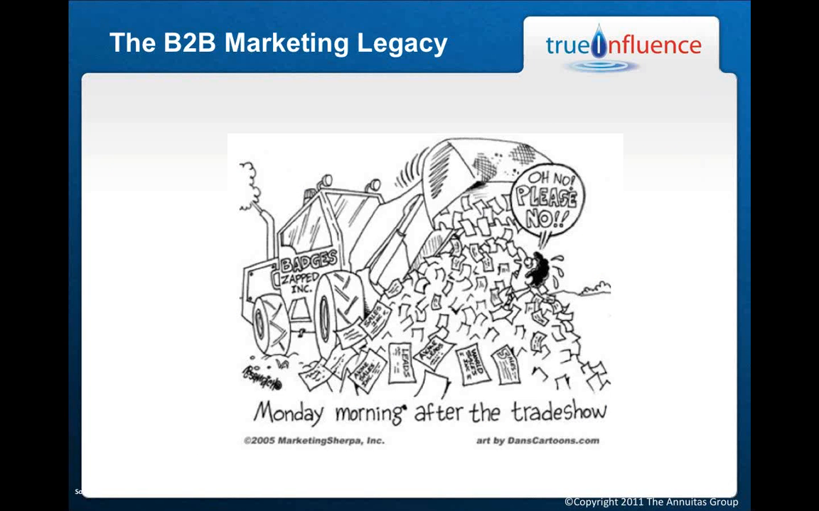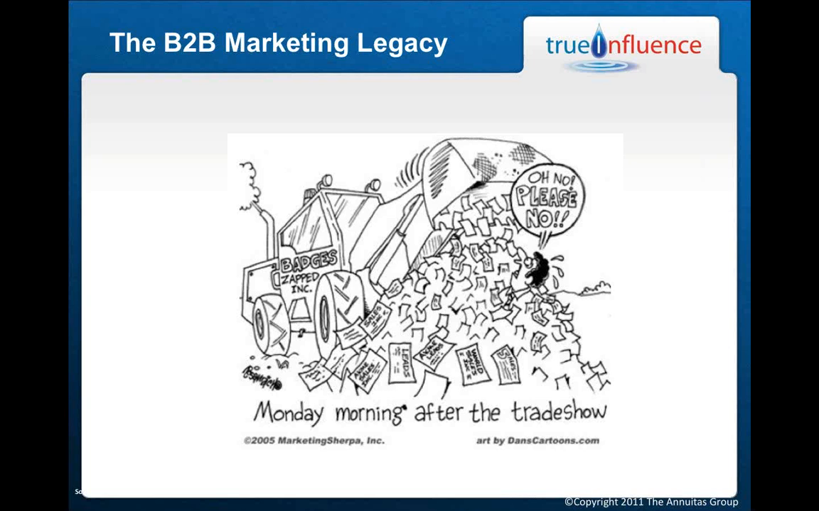So let's take a look at the typical B2B marketing legacy. This is a comic that was put out by Marketing Sherpa a number of years ago, but I think it's still very applicable. If you can see there, the Monday morning after the trade show, the marketing manager comes back from the trade show booth and dumps these leads on the desk of a salesperson, and you can see the response there is, "No, please, no."